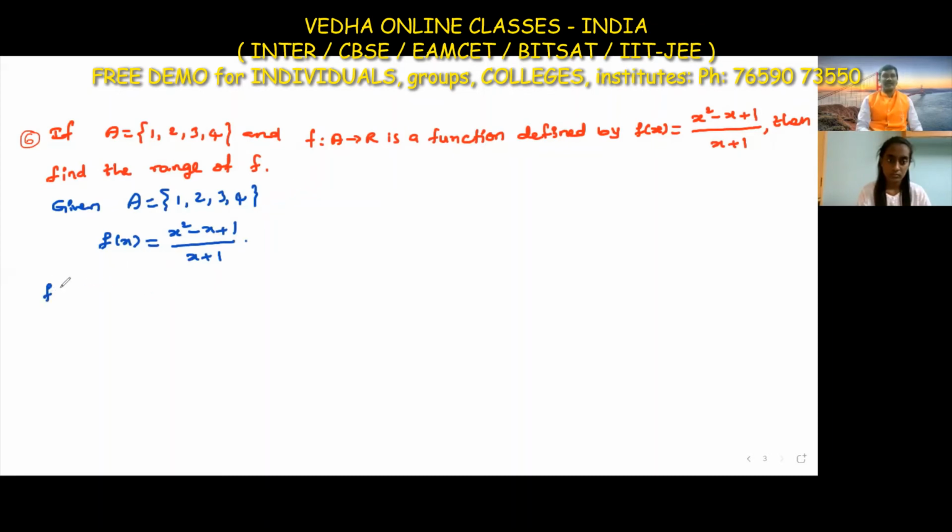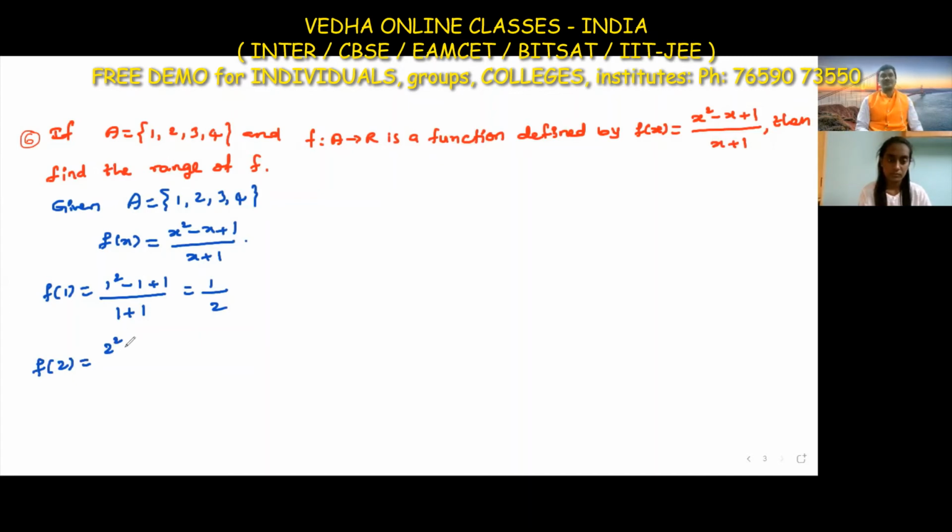If you substitute 1 in place of x: 1 square minus x, which is 1, plus 1, divided by x plus 1, which is 1 plus 1. The plus 1 and minus 1 cancel. 1 square is 1, divided by 1 plus 1, which is 2. So f of 1 is 1 by 2. Now I am substituting 2 in place of x.